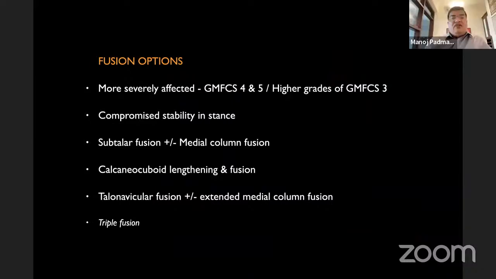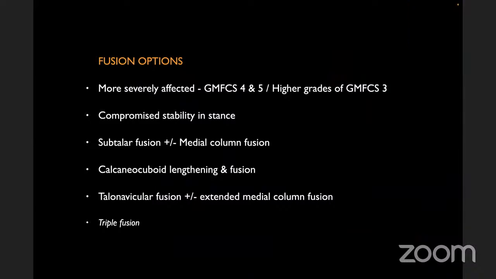So in the more severely affected ones, where there is compromised stability, you go in for fusion, subtalar fusion to correct and stabilize the talocalcaneal joint, with or without medial column fusion. You can lengthen the calcaneocuboid joint and fuse it, so you achieve a lateral column lengthening as well as a fusion in one go.